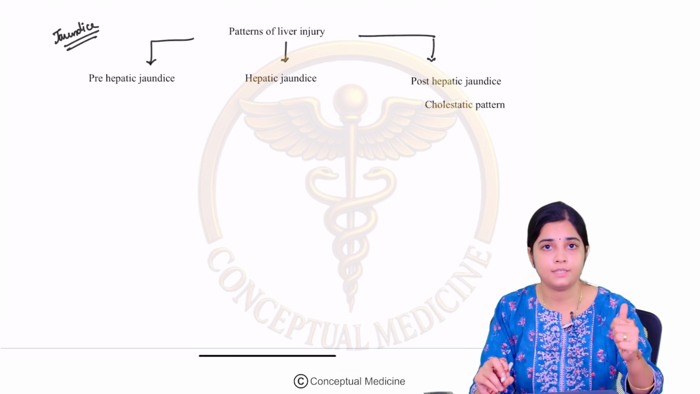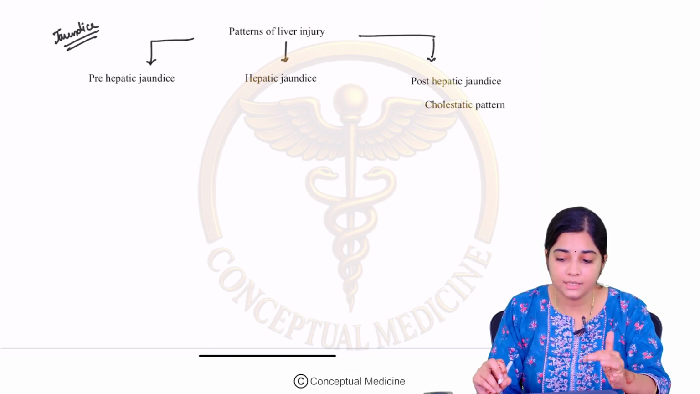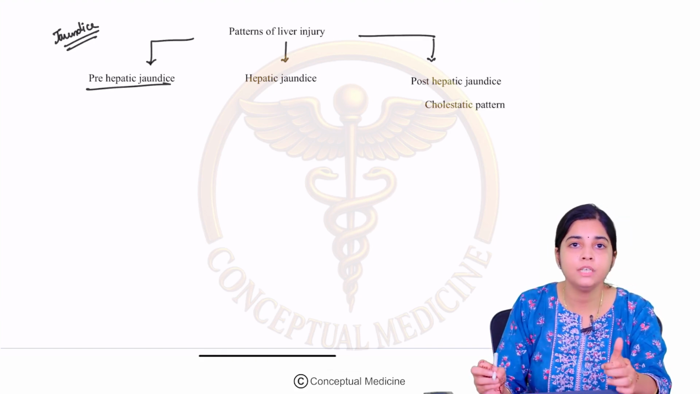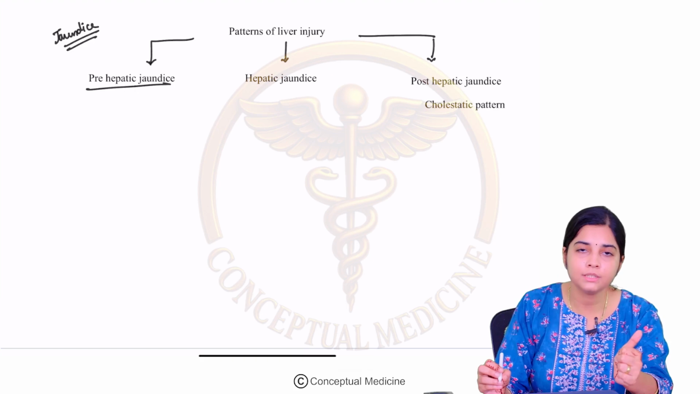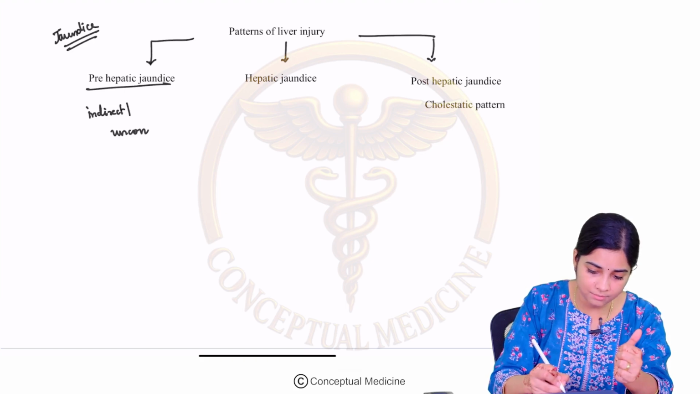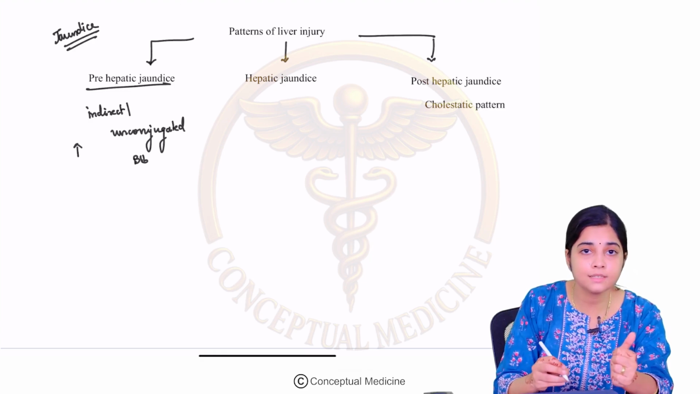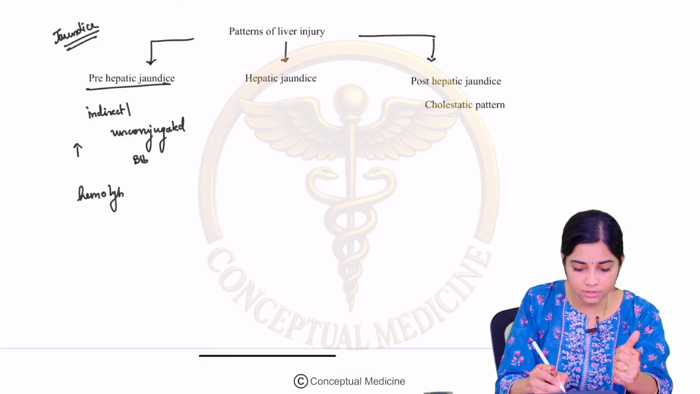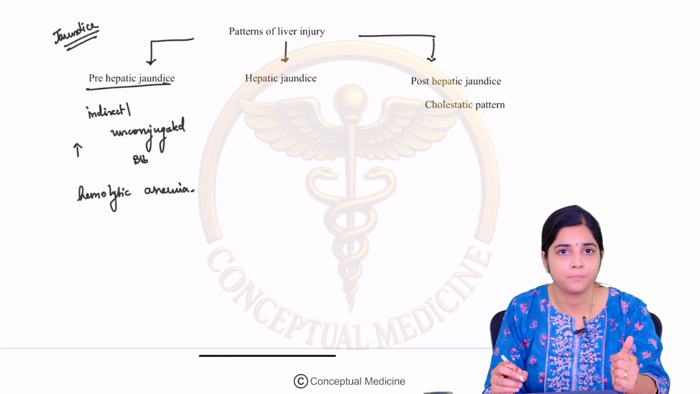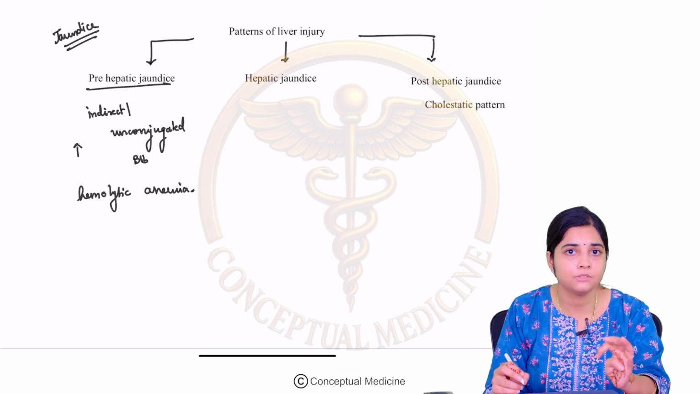Okay, so jaundice is basically due to elevation of bilirubin, and this can be classified into pre-hepatic, hepatic and post-hepatic jaundice. Okay, so pre-hepatic jaundice, we know what is the type of bilirubin that will be elevated. There will be an increase in your indirect or unconjugated bilirubin. So why does this happen? This occurs in hemolytic anemia. So there will be an increase in the unconjugated bilirubin in pre-hepatic jaundice, right?